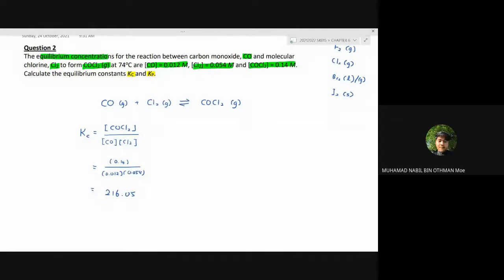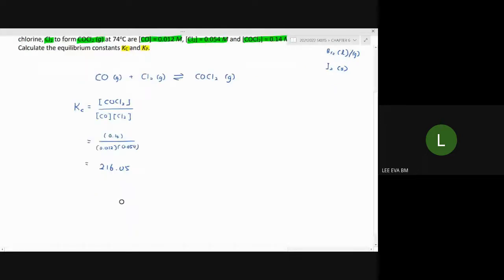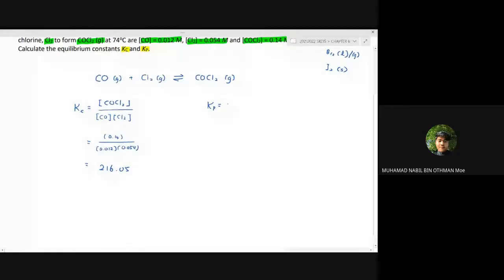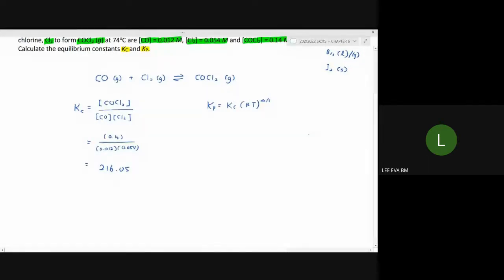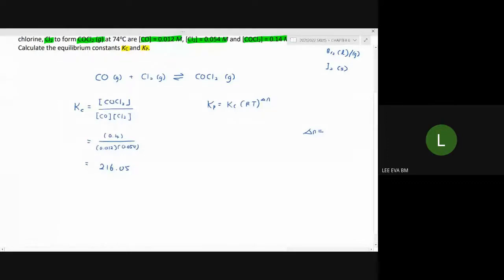Equation. Okay, so equation tadi masih ingat lagi tak? KP sama dengan, ini kena hafal tau, KP sama dengan KC bracket RT to the power of delta N. Okay, how about your value of delta N? Kita check. Macam mana nak dapat value delta N? How do you get delta N? Any idea? Product minus reactant.